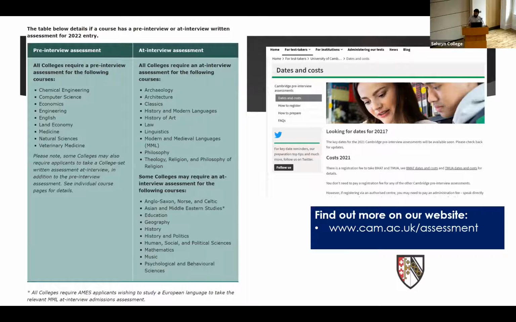The other thing I've put up, we've got the website on the right hand side, we've got all the details, but really all of the details are on there. So I would really urge you to go away and have a look at those, just so you're aware of what's going on.